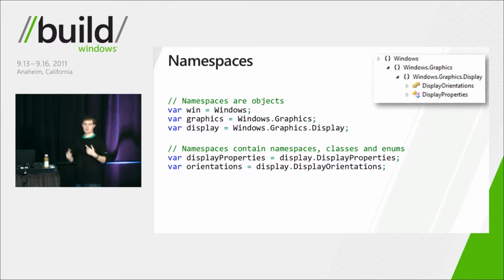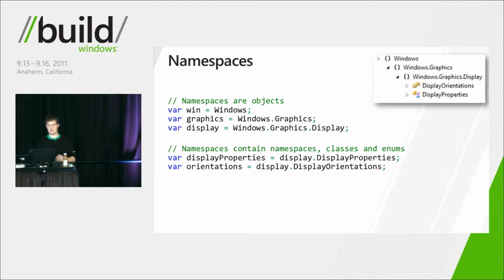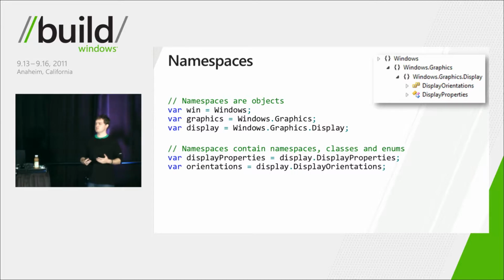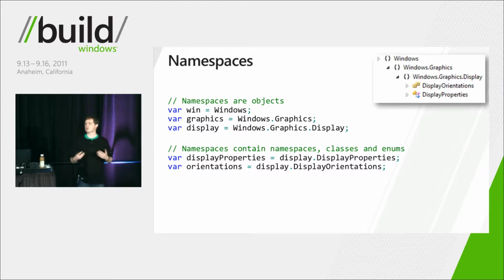Let me go through a couple of examples of how these things map. The first one here is namespaces. As I mentioned in the demo, namespaces just project as standard objects. These are objects which act like any other JavaScript objects, but they give you access to a hierarchical view of the components of the system. And so we can bind variables to those if we want to use aliasing to make the names shorter. If we're going to use a particular namespace a lot, we can just bind display to Windows.Graphics.Display.